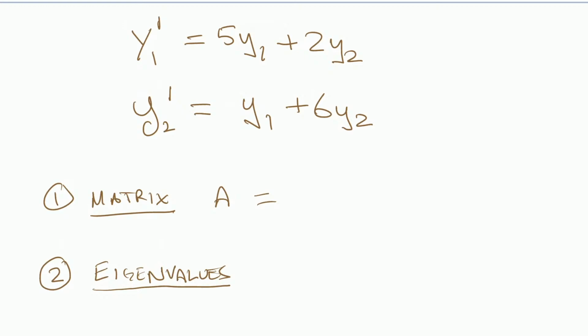All right, let's randomize. Joshua, you know how to make a matrix, don't you? What's this matrix look like? All right, so you're going to do something like this, 5, 2, 1, and 6. Beautiful. So there's the matrix.